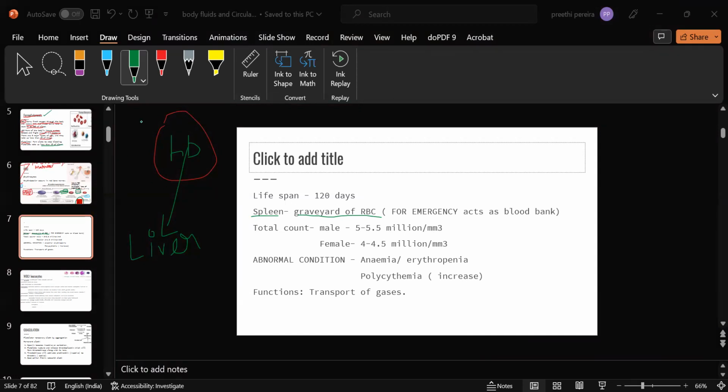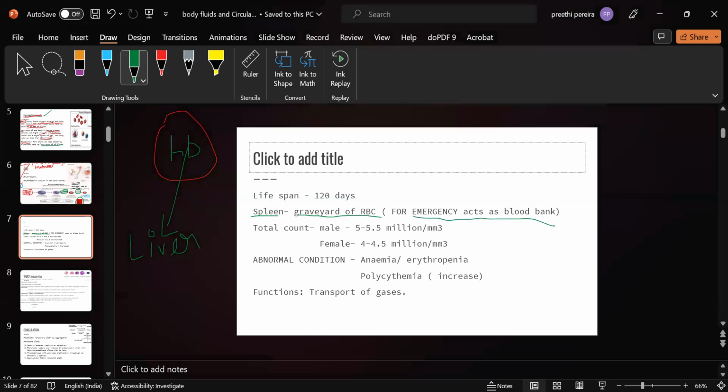Sometimes what will the spleen do? If you are losing a lot of blood, the spleen acts like a blood bank also. It also acts like an emergency blood bank. It helps in giving blood. If you are losing more blood, the spleen sends the dying RBCs out, saying, body needs you, don't die now, I am not going to degrade you. So it will be sending them. We call it an emergency blood bank.